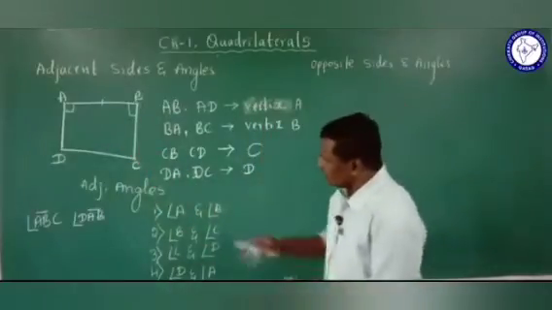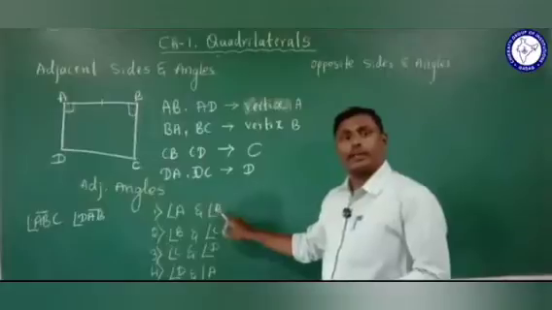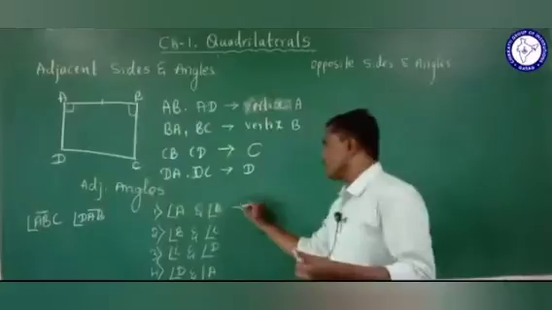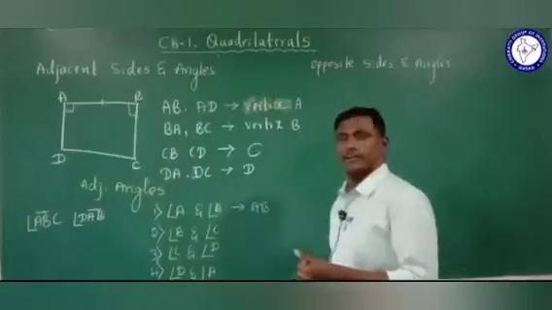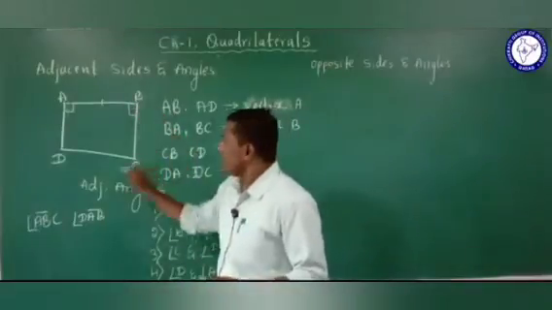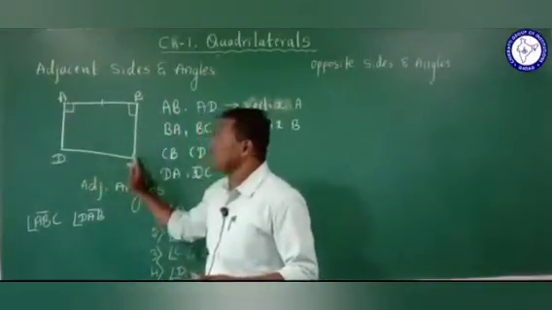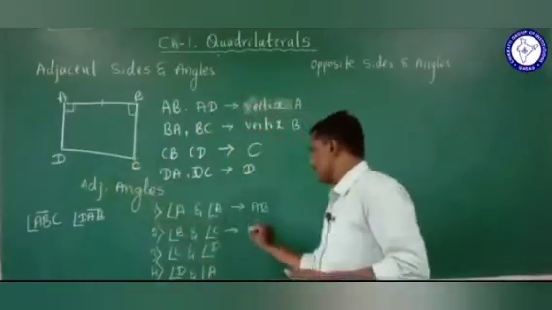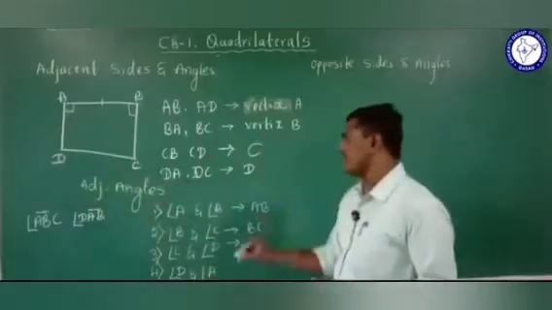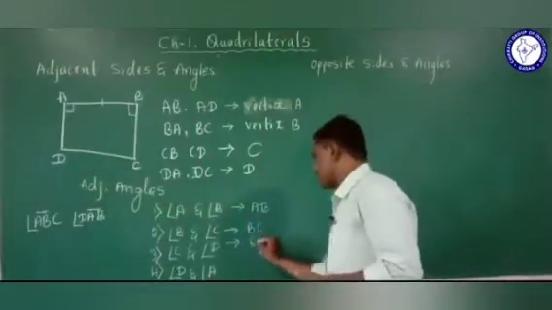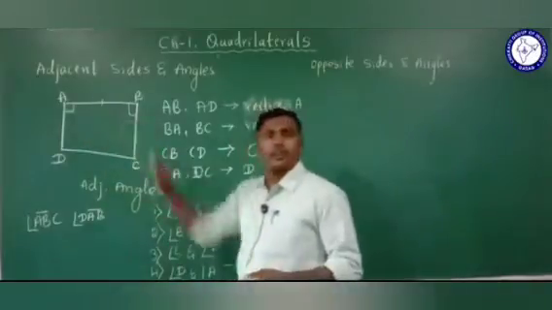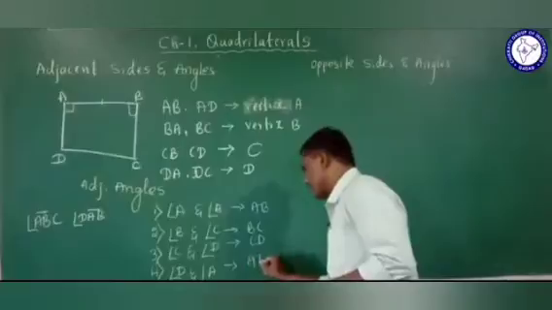Clear? So angle A and angle B, what is the common side here? AB is the common side for these two angles, right? For angle B and angle C, which is the common side? BC is the common side. For angles C and D, which is the common side? So the common side is CD. And the last one, for the last two angles, the common side is AD.